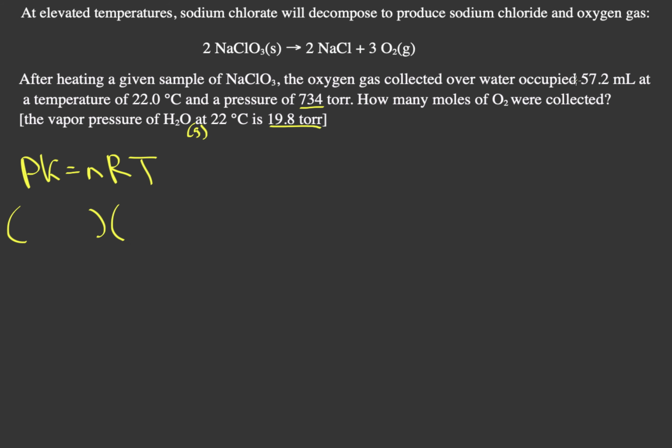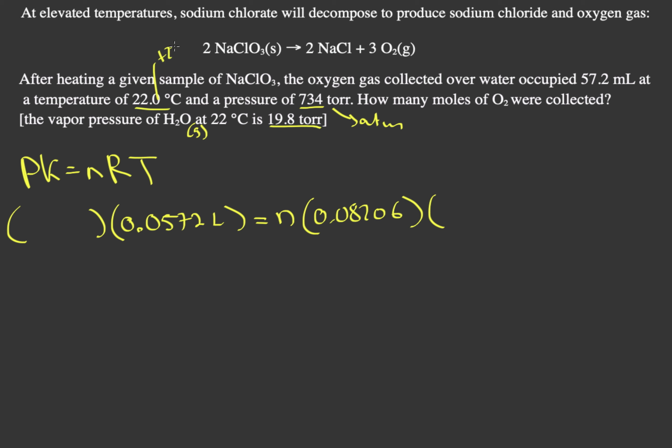For volume, well, we have 57.2 milliliters. So if we just divide by 1,000, that gives us liters, and that's what we want to record it as. So 0.0572 liters is equal to moles, which are what we're trying to find, times R, and we're going to try to turn this into atmospheric pressures. So we're going to use 0.08206 for R. And our temperature, well, this is 22 degrees Celsius. We want it in Kelvin, so plus 273 will give us 295 Kelvin.